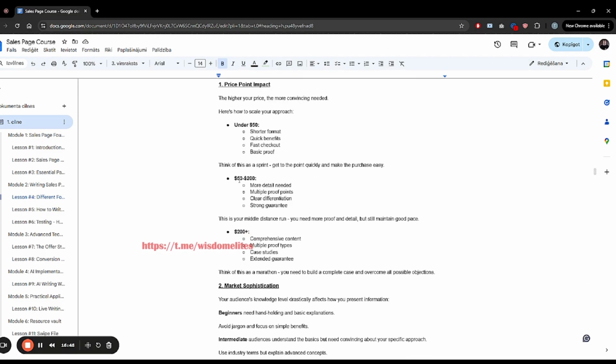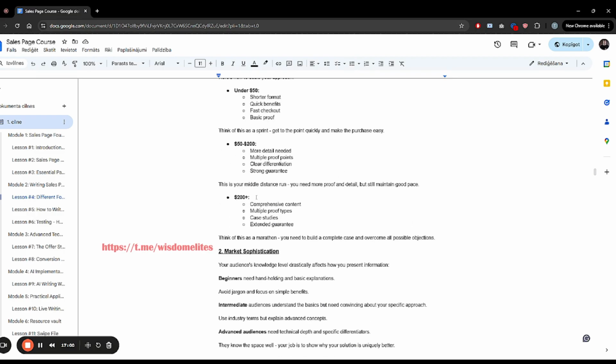And then a product between $50 and $200 needs more detail, multiple proof points, clear differentiation, and a strong guarantee. This is like your middle distance run. You need more proof and detail, but still maintain a good pace. And for products that are over $200, you need comprehensive content, multiple proof types, case studies, extended guarantees, and so on. And this is like a marathon if we compare it to the other ones. You need to build a complete case and overcome all possible objections.